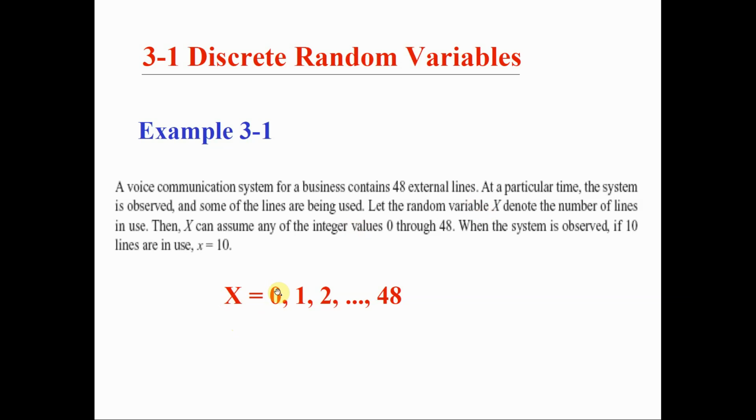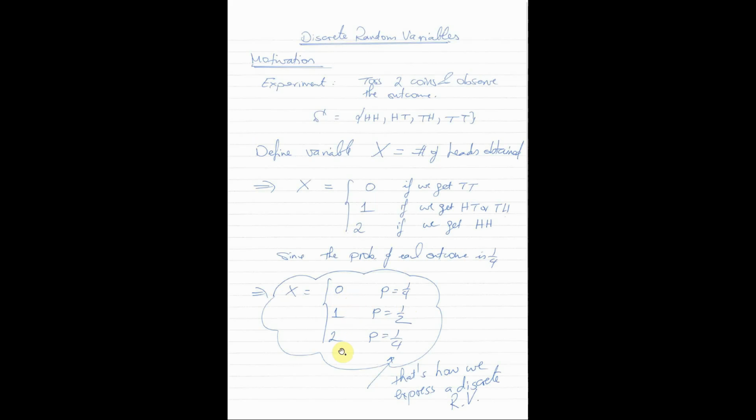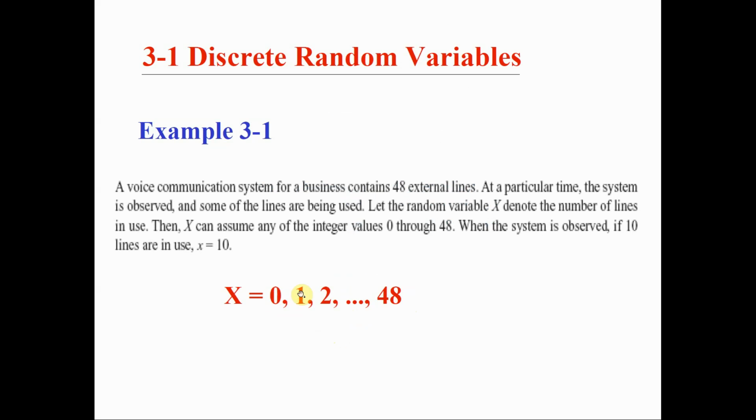If we observe the system and find that there is only one line being used, then x is equal to 1. If we observe the system and we find that 2 lines are being used, then x is equal to 2. Finally, we can move on: if we observe the system and we find that all 48 lines are being used, which is possible, in that case, x is equal to 48. So our variable x here, as defined in this example, is 0 or 1 or 2 until 48. So unlike this one, which is 0 or 1 or 2, in this example, x is 0 or 1 or 2 until 48. So 3, 4, and so on until 48.